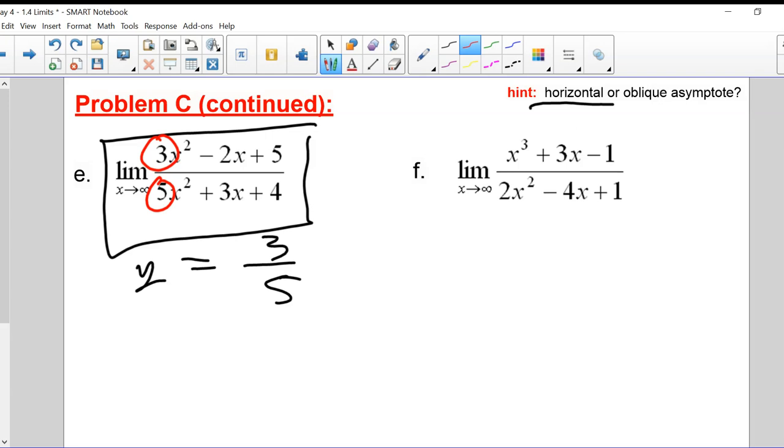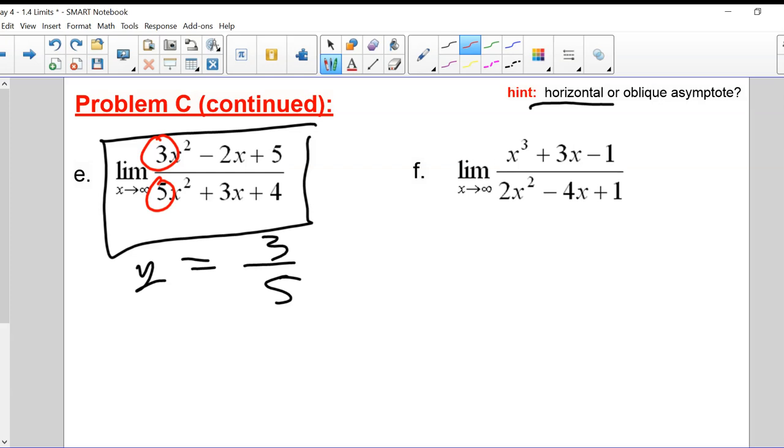It's what Anika said. It's what Sarah said, and Danny, and Ashvan, and all these other people said. The only thing I'd say to them is that it's a y equals line. It's always the equation of a line. So it's y equals 3 over 5, because you just take that ratio of those two lead coefficients.